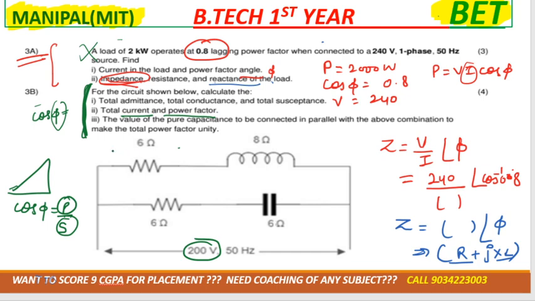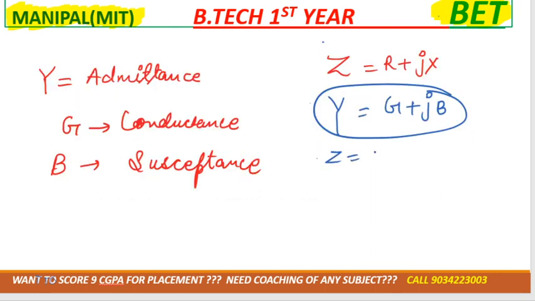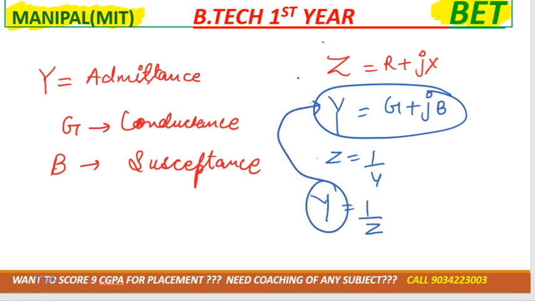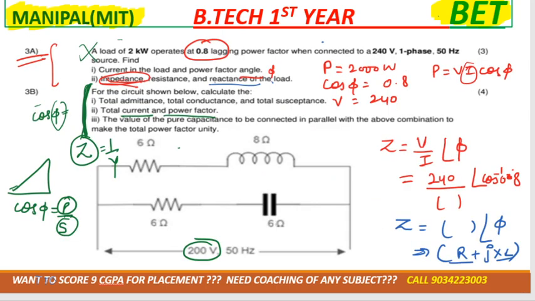So you can calculate total impedance. Total impedance you reverse, that is 1 by Y. So Z is equal to 1 by Y. So Y is equal to 1 by Z. Convert the Y value into rectangular form, then you will get conductance and you will get susceptance. Okay, the first part is done.